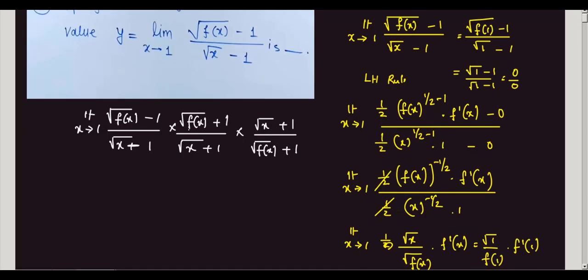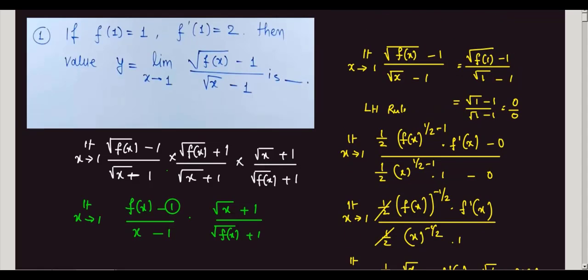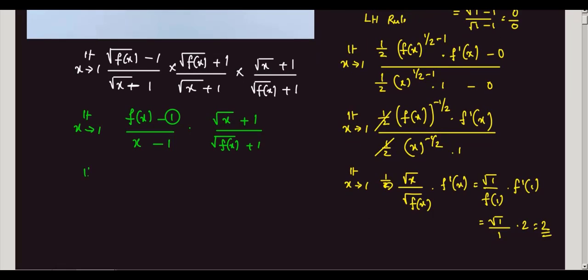So now, limit x tends to 1, you get f of x minus 1 by x minus 1 into root x plus 1 by root f of x plus 1. The 1 is the value of f of 1, f of 1 equals 1. So limit x tends to 1 of f of x minus f of 1 by x minus 1, into limit x tends to 1 of root x plus 1 by root f of x plus 1, since the limit of a into b equals the limit of a into the limit of b.